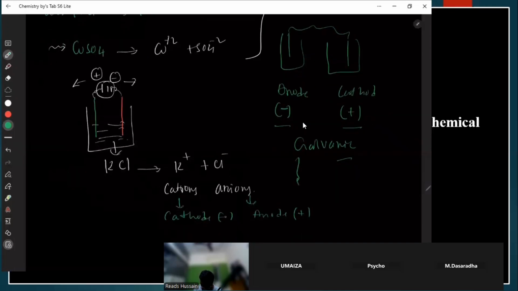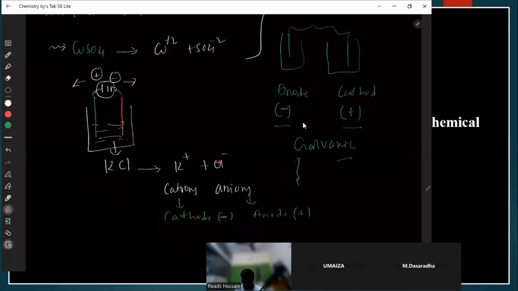Cathode is given negative charge. Why is the cathode negatively charged? Because the cathode is connected to the negative end of the battery. So the electrode which is connected to the negative end of the battery is considered as cathode, having negative charge, and these cations move towards the cathode. Positively charged cations move towards cathode, negatively charged anions move towards anode.